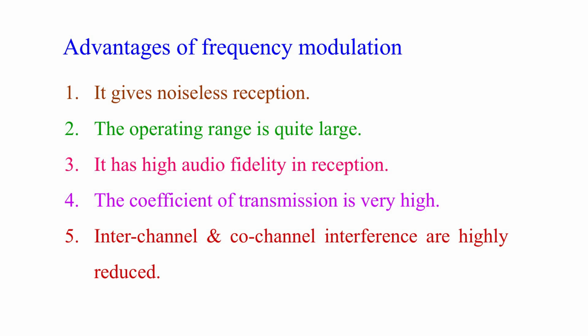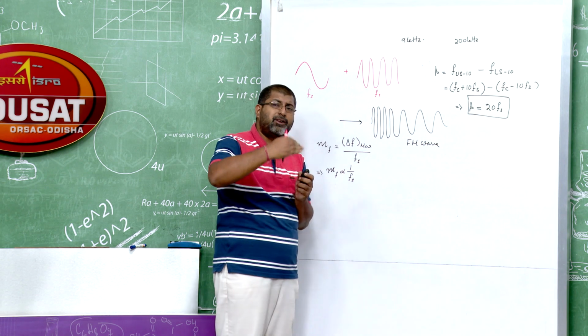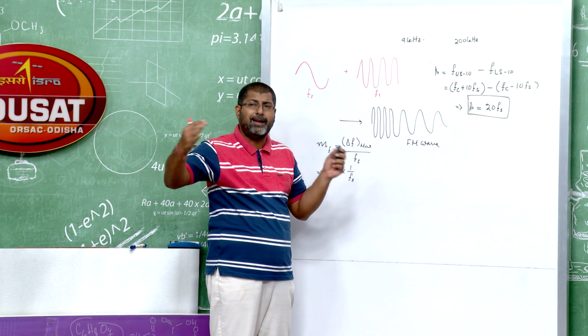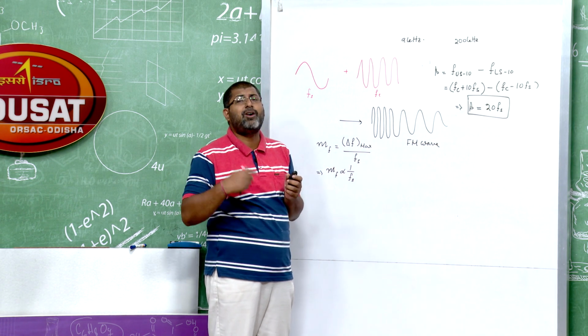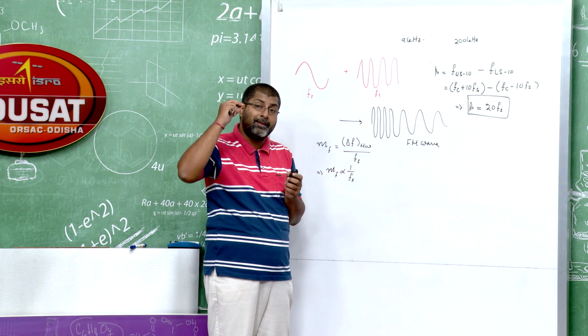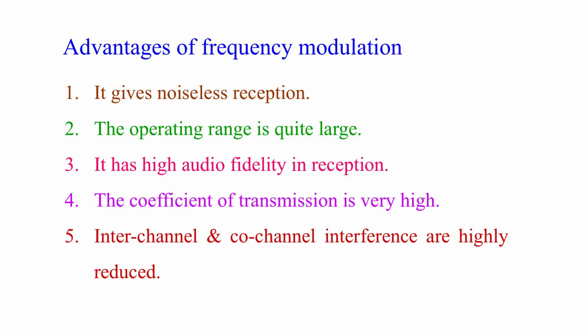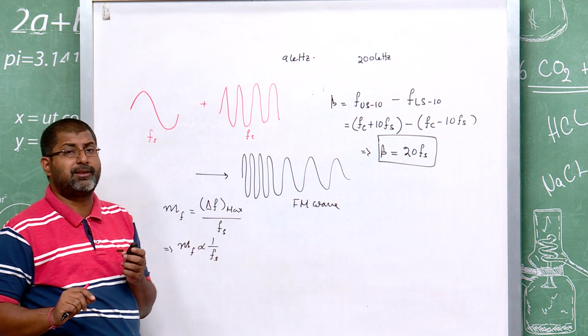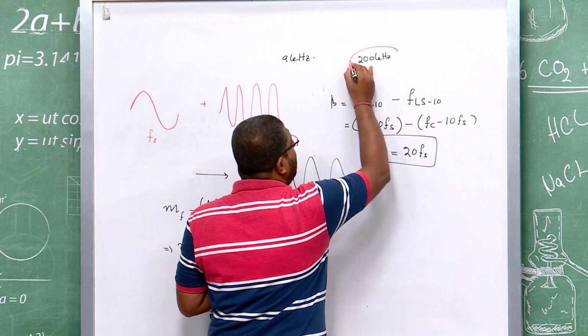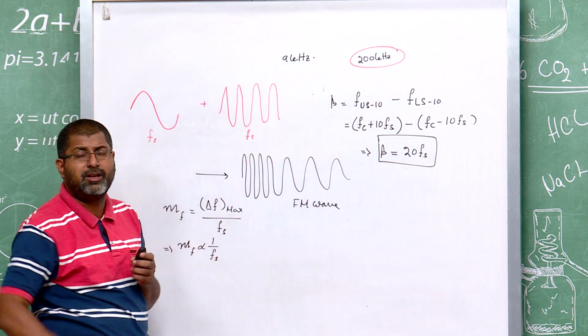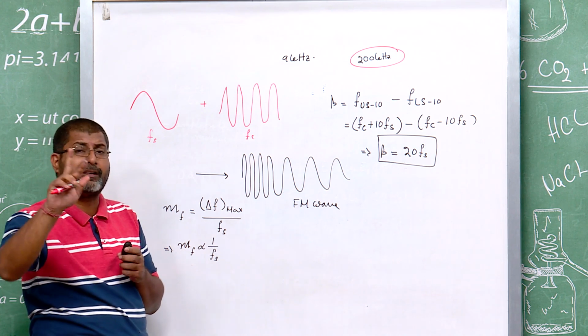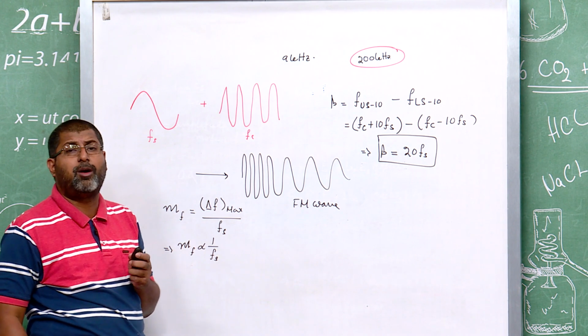Second thing is the operating range is quite large. Why? Because due to the infinite number of sidebands, the bandwidth available will be large. Then it has high audio fidelity in reception, that means the quality of signal that we get is better as compared to amplitude modulation. The coefficient of transmission is very high, and the last one is that interchannel and co-channel interference are highly reduced. Why is that? Because in the same locality, when there are two FM radio stations, the minimum separation between the carrier frequencies they use is 200 kilohertz. Due to this reason, there is less probability that two different channels may superimpose upon each other.